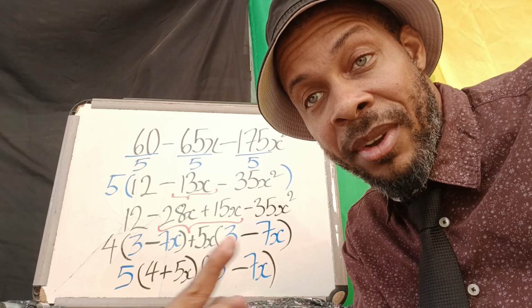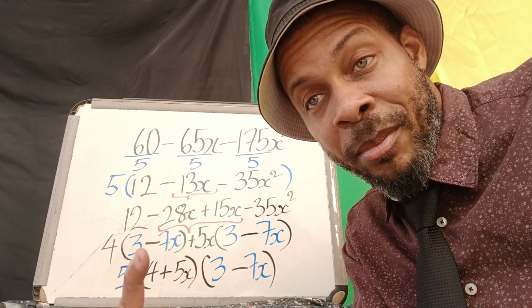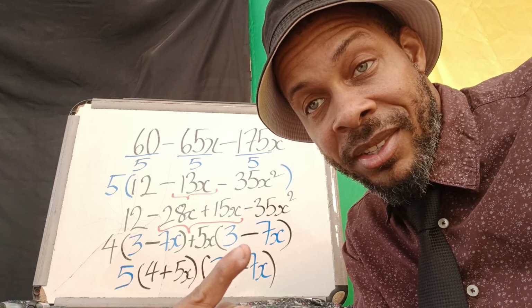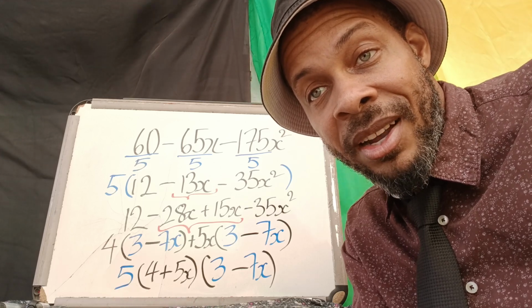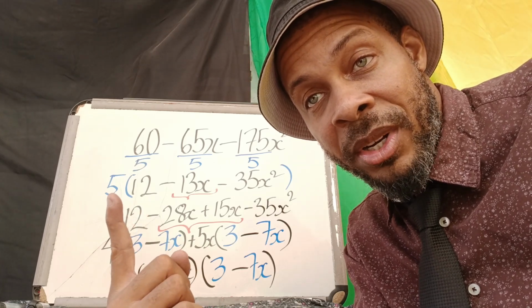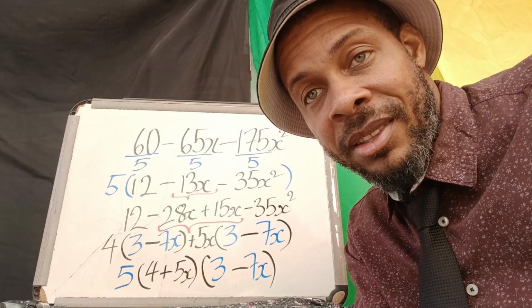So now we have everything we need. Put this here, this in black here, and then of course the 5 that was out there. That's it.